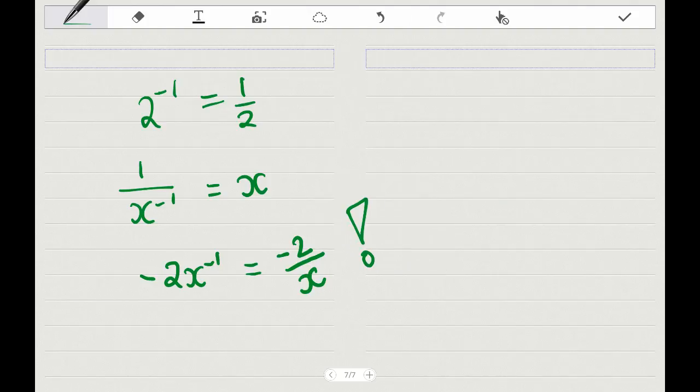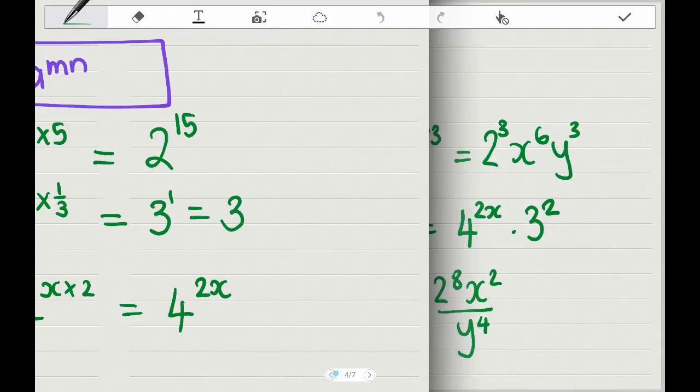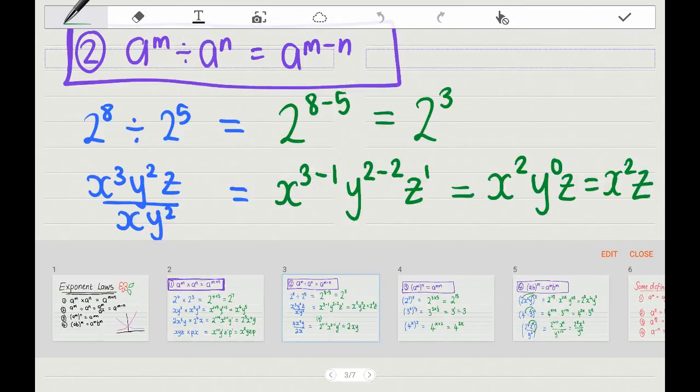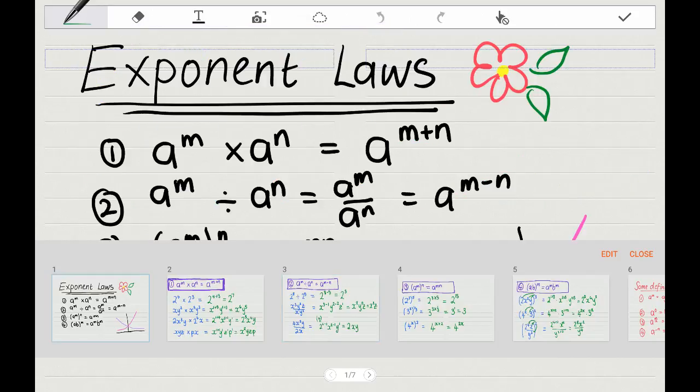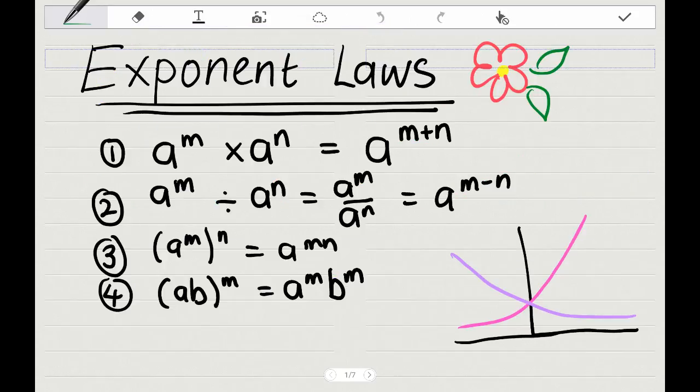Okay, so let us just go over what our exponent laws were. What we've done now is the exponent laws. We've gone through each of the laws that we've got. When we multiply, we add the exponents over the same base. When we divide, we subtract exponents over the same base. It's the numerator minus the denominator. When we are raising to a power, we multiply exponents and we distribute over many bases.